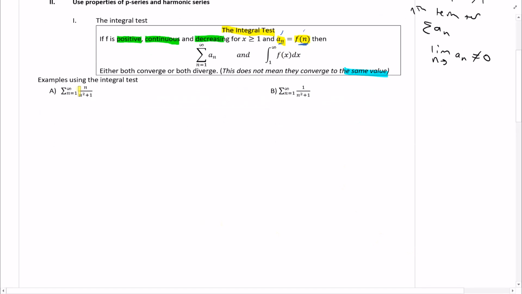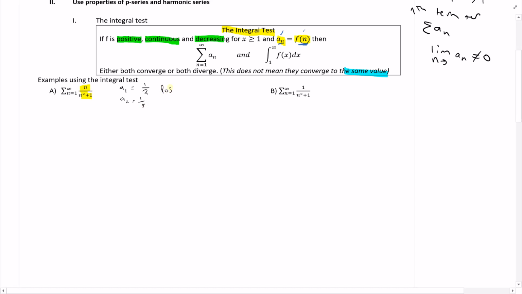Example A here is this. The first thing we need to do is actually test to make sure that this function is positive, right? So let's just plug in some numbers. A1, plug in 1, you're going to get 1 over 2. A2, like the second term, is going to be 1 over 5. And you can think about this. If I'm plugging in x numbers greater than 1, like 1, 2, 3, 4, there's no way to get a negative number here, right? There's no subtraction going on, there's no negative sign. So yes, A is positive.